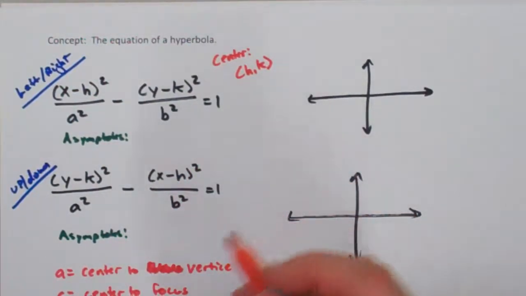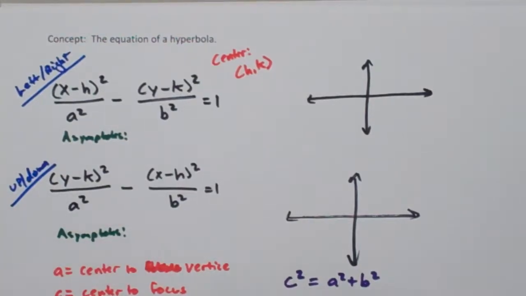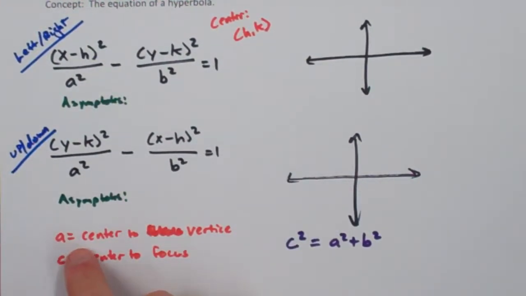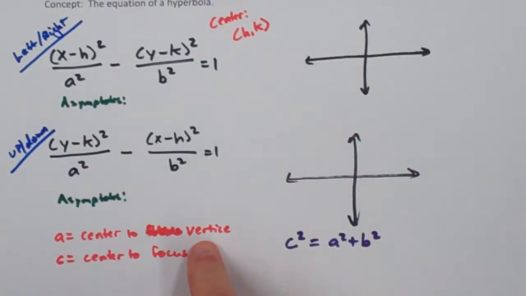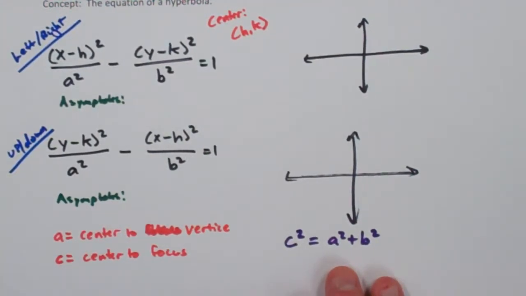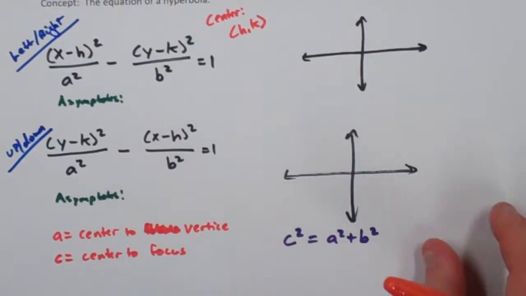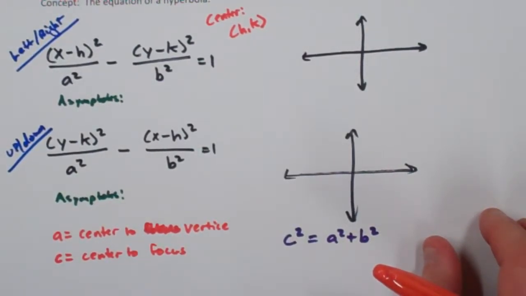And then also, and I wrote this down here a little bit, so I'll slide this up for you. A is going to be from the center to a vertex, and then c is going to be the center to the focus. The equation on the right-hand side will give you the value of c if you know a and b. B is mostly used to help determine the slope of an asymptote.